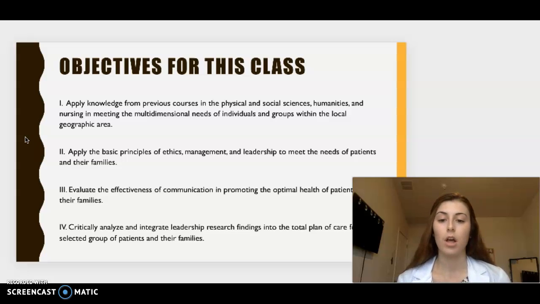The third one is evaluate the effectiveness of communication in promoting the optimal health of patients and their families. So this is something nurses always do, and of course nursing students would do as well. Number four is critically analyze and integrate leadership research findings into the total plan of care for a selected group of patients and their families. So this is super important, and this is specific to the articles that I found for this class, which I'll be discussing later.